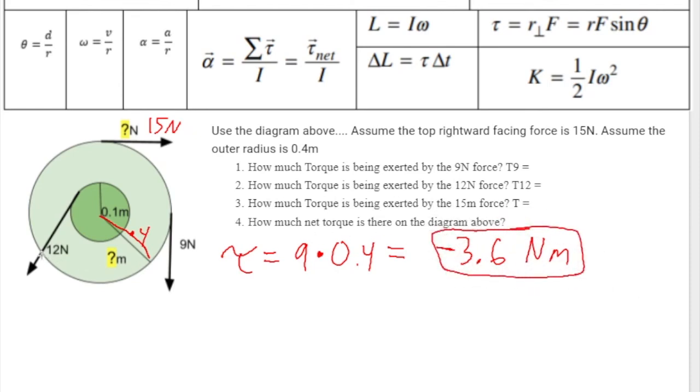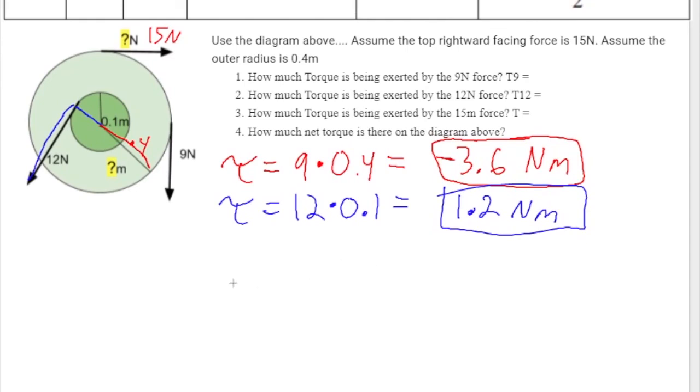Now if we take a look at the 12 Newton force, 12 Newton force is right here. We have torque is equal to that force, which is 12 newtons, times this distance away from the center. Well, this one's only 0.1 meters away from the center. So this would be 0.1. And we see that this is going counterclockwise. So this would be a positive torque. If we multiply everything together, we get 1.2 Newton meters.